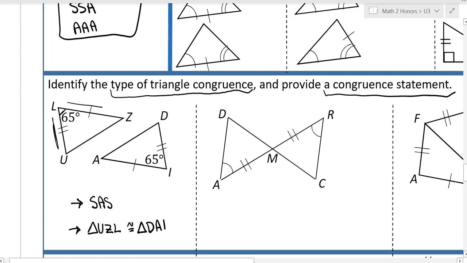Now on the second one, we only have 2 parts, and we need 3 parts unless it's hypotenuse leg, and we don't have a right triangle here. But there's something that you need to remember. If you have 2 segments that make an X, they form what we call vertical angles, and vertical angles are congruent. So we're going to jot that down here. Vertical angles are congruent.